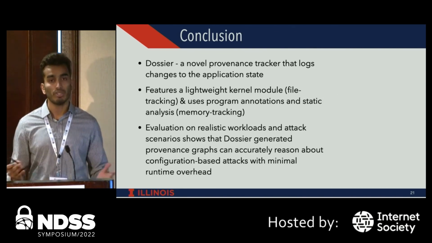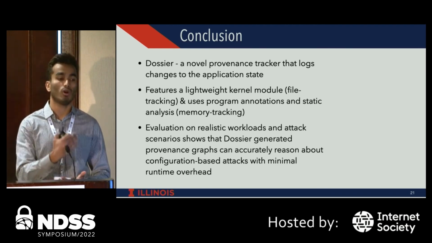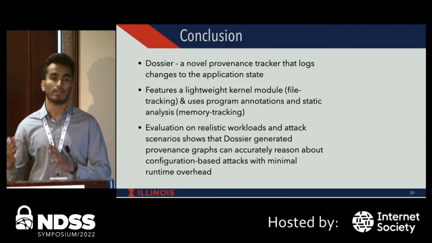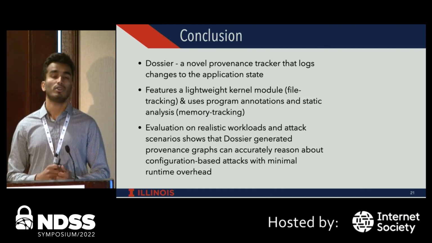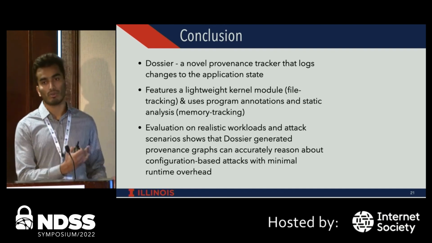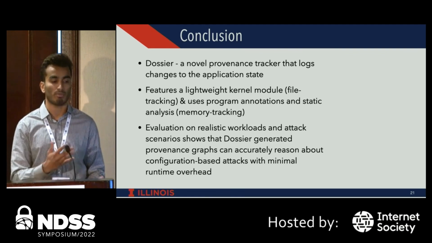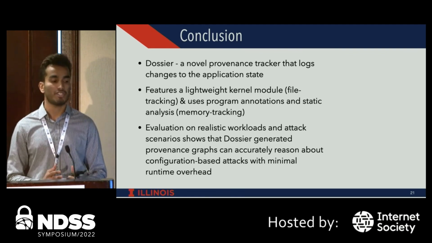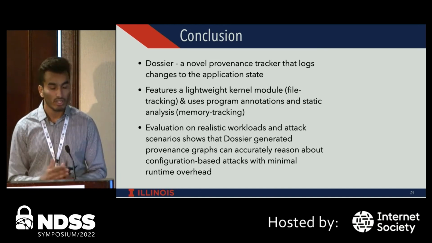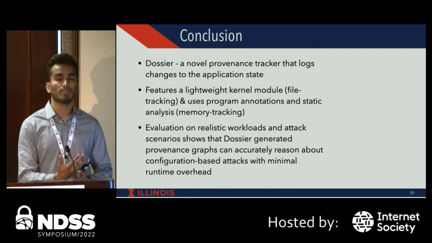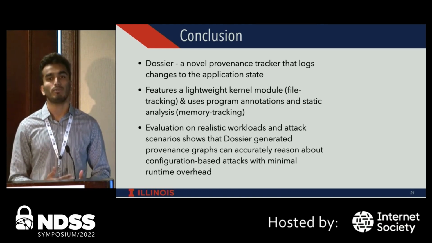So to conclude, in this work, we proposed Dossier, a novel provenance tracker that is able to log application state and combine that with the OS level events for better attack reconstruction. Our system features a lightweight kernel module for file-based tracking and uses program annotation along with static analysis for memory-based tracking. Our evaluation on realistic workloads, as well as 5 different real-world attack case studies, shows that Dossier's generated provenance graphs are able to effectively reason about configuration-based attacks with minimal runtime overhead.